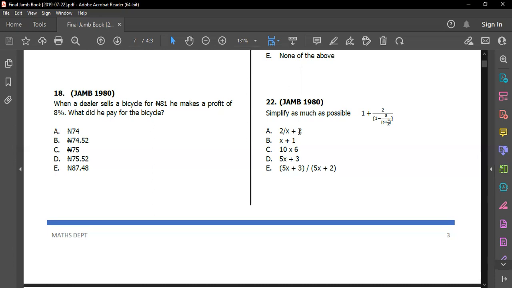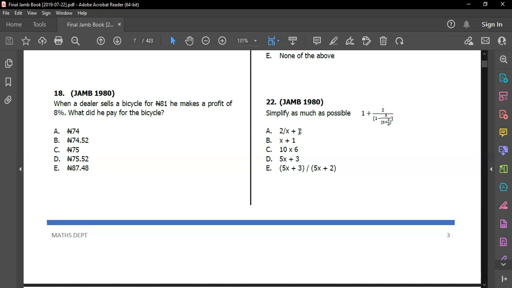So the solution to that will now be 5x all over 5x plus 2. So you can rewrite this equation now as 1 minus 5x over 5x plus 2. You can see how we are solving gradually. So now you are going to solve all of this.